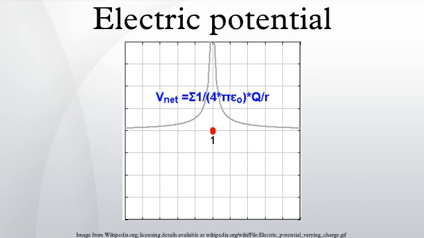Electric potential due to a point charge. The electric potential created by a point charge Q, at a distance r from the charge, can be shown to be where epsilon 0 is the electric constant. This is known as the Coulomb potential.